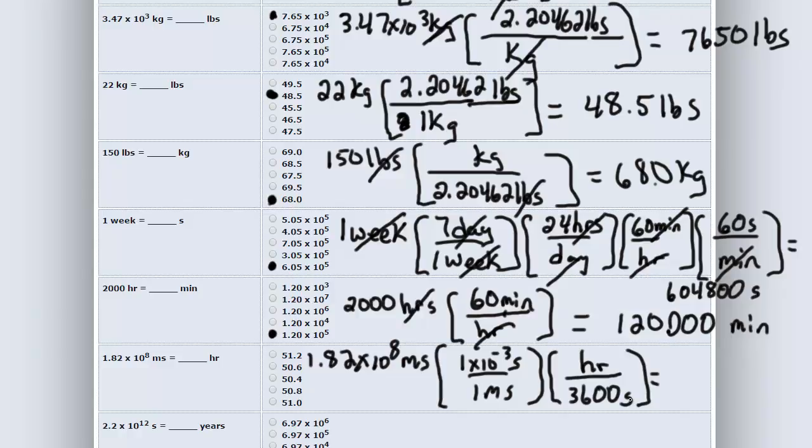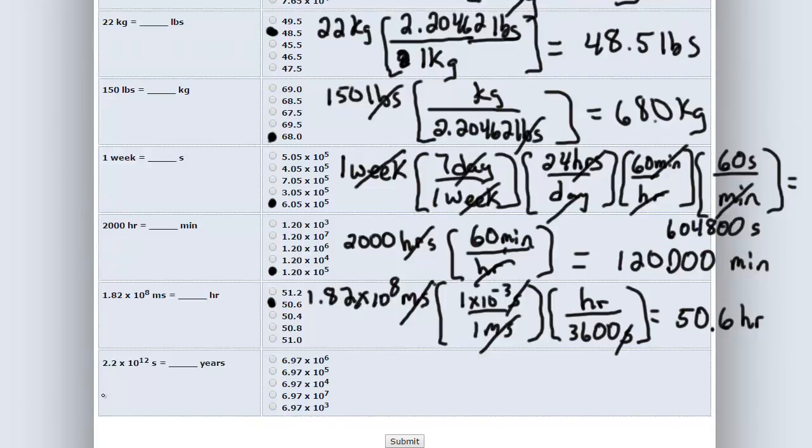And again, the milliseconds drop out, the seconds drop out, and we're left with units of hours. So 1.82, and that's to the 8th power. Multiply that by 1 to the negative 3rd, and divide by 3,600, and roughly 50.6 hours. Right there. Oh, wow, last one. Good.